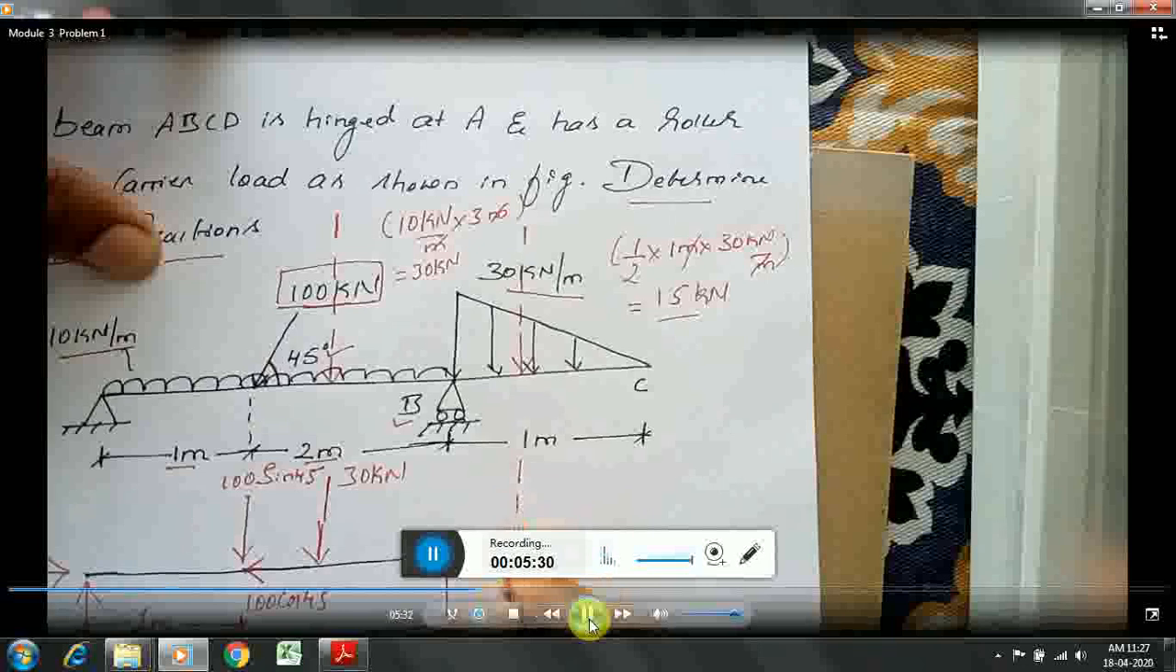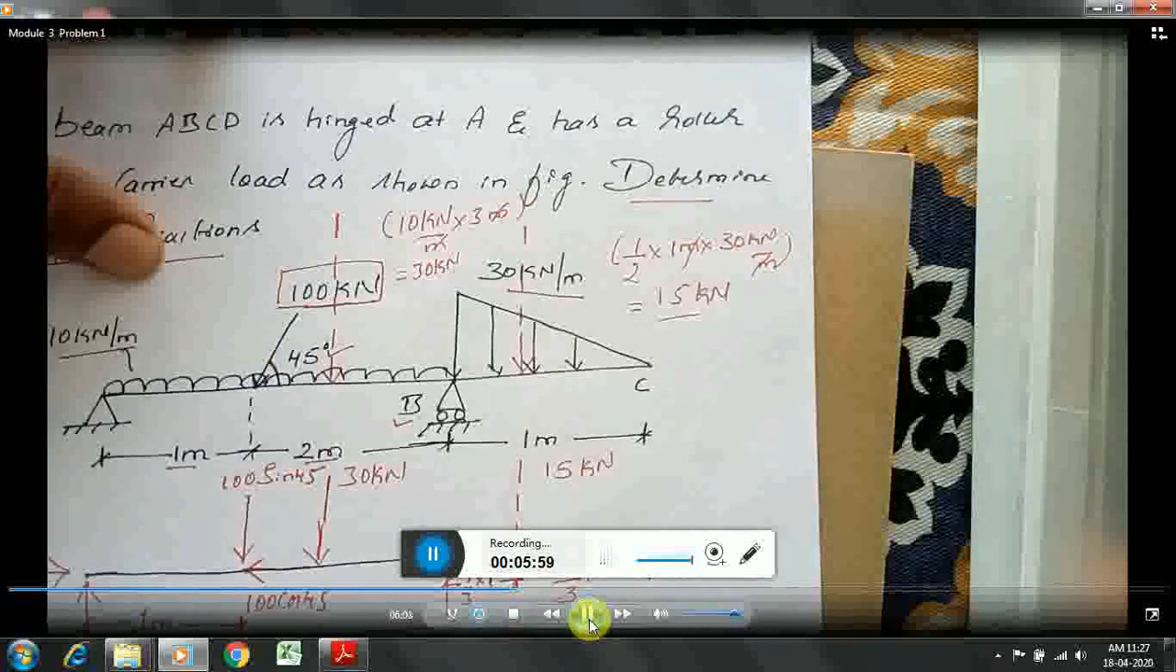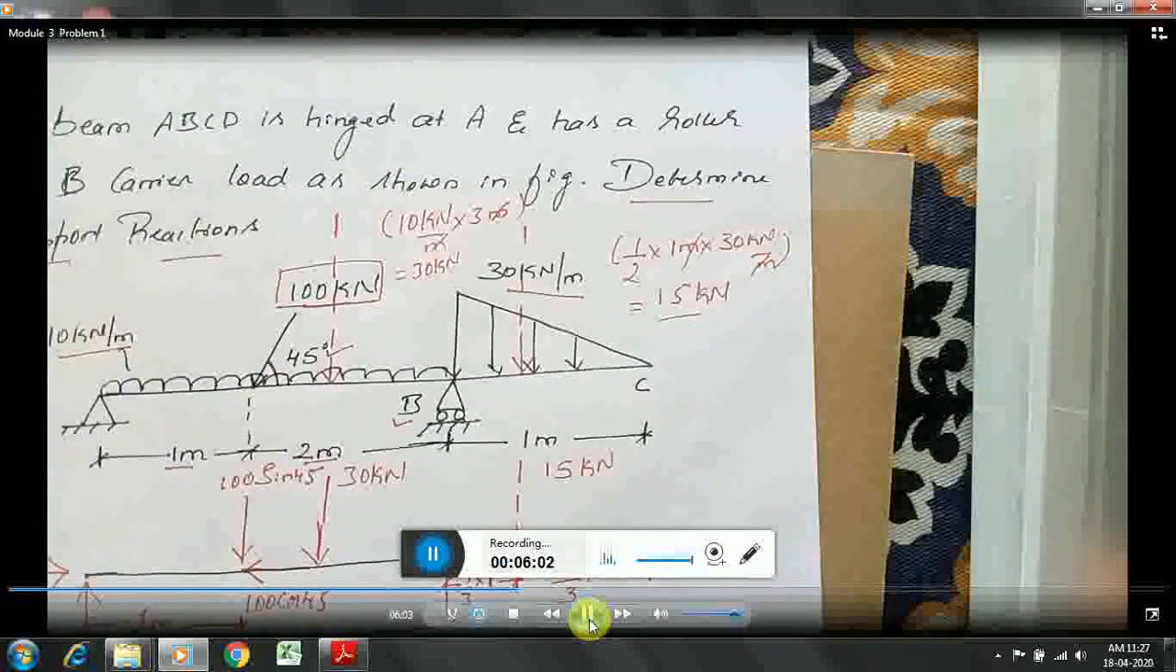Where will this 15 kilonewton act? We know that it acts at a distance of 2/3 of 1 meter from the side of least intensity, and 1/3 from the highest intensity point. That is, 2/3 from the least intensity point and 1/3 from the highest intensity point.